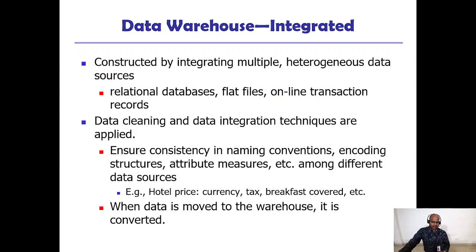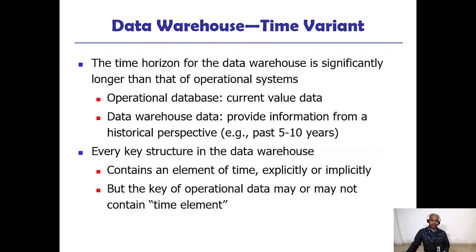For example, take the hotel price. If the hotel is in the US, the currency may be in dollars. If the hotel is in India, the currency may be in rupees. So when we combine this data, we need to convert either US dollars to Indian rupees or Indian rupees to US dollars. In this way, we need to perform data cleaning before integrating the data from multiple sources. Several other examples are currency, tax, breakfast, etc. When data is moved to the warehouse, it should be converted. Then only can we analyze the data without any errors.